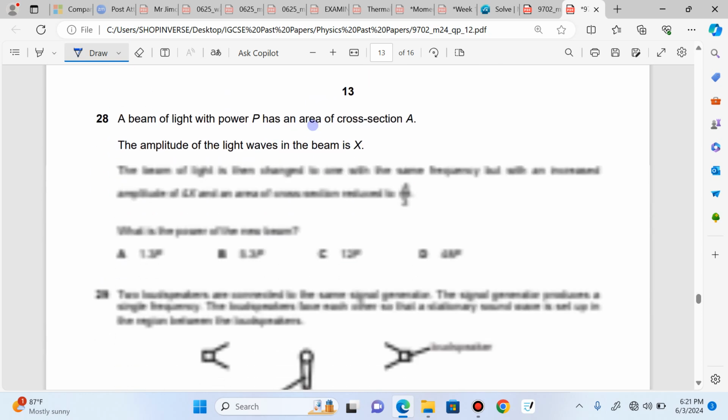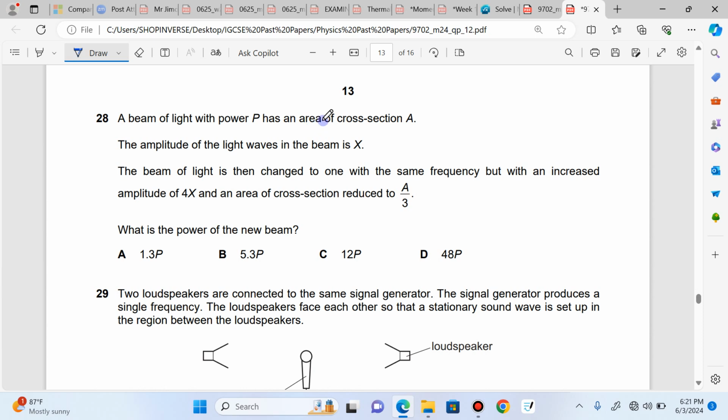Number 28. A beam of light with power P has an area of cross-section A. The amplitude of light waves in the beam is X. The beam of light is then changed to one with the same frequency but with an increased amplitude of 4x. And the area of cross section is now reduced to 1/3 of what it was before. What is the power of the new beam?